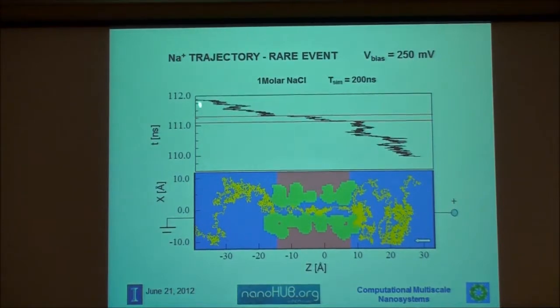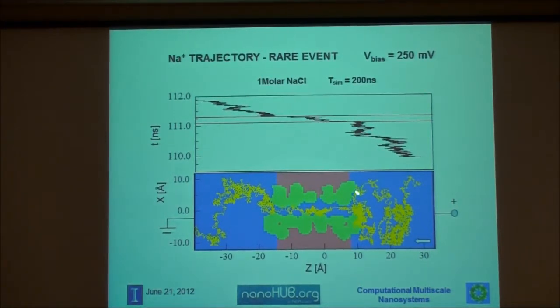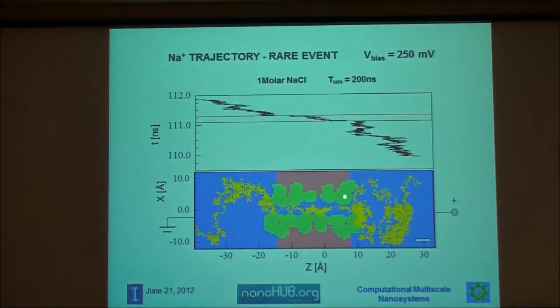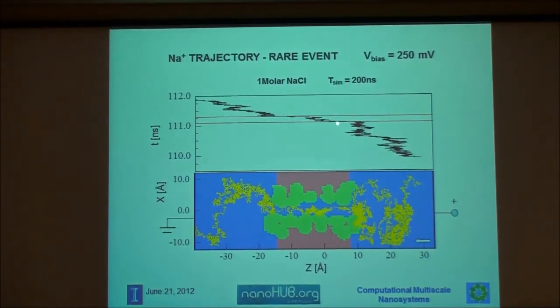Now this is the time axis in this picture over here. Once the ion reaches this point and decides that, yeah, I have the right trajectory, I'm the lucky one, it actually doesn't take that long to traverse the channel. It's a very short process. It's the wait which is long. It's a long time to wait for that trajectory to take place.